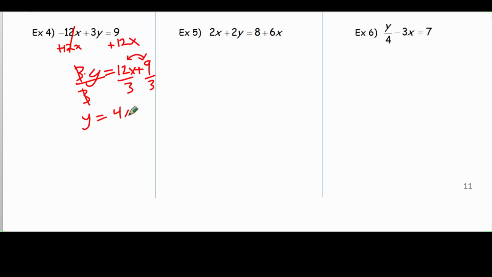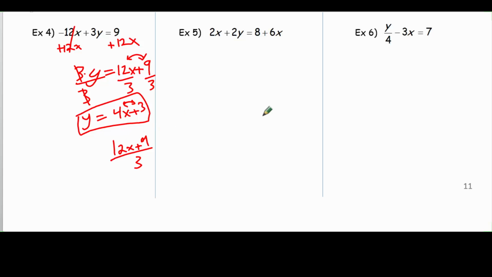Now, I like doing it this way because 3 goes into 12 and 9 nicely. This gives me 4x plus 3. If this was like a 7, I could write it 12 over 7 and 9 over 7, but it wouldn't do anything. The other option for this is to write it as 12x plus 9 over 3. The problem with that is, if you can reduce it, I expect you to reduce it. So this is the answer I expect. And again, these two can be in either order.